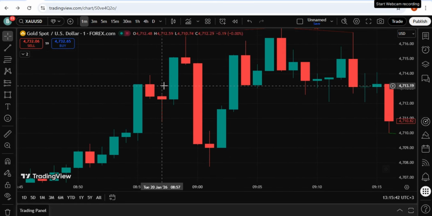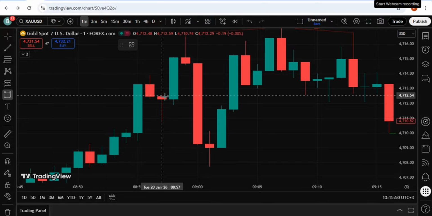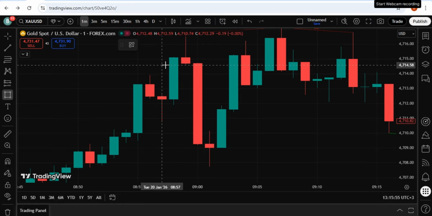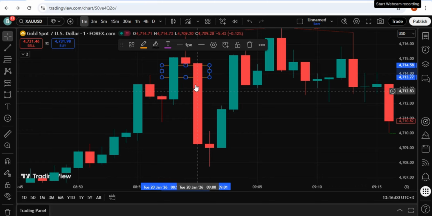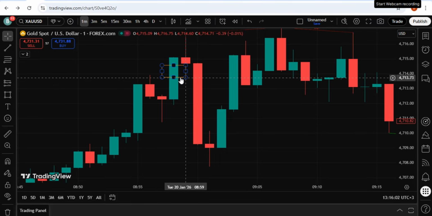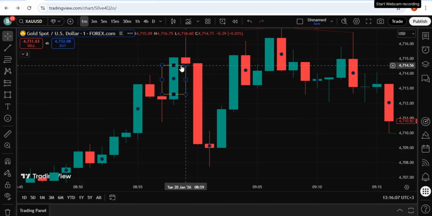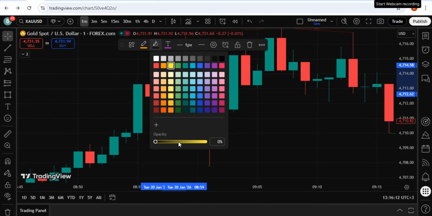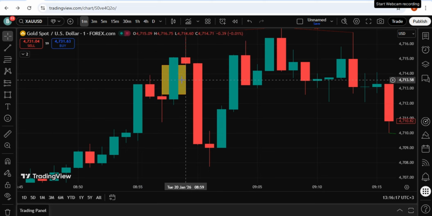So an FVG is the space that is left by the market from the first to the third candle. So this is the first candle, then this is the third candle. So as you can see, in between here there is this gap that is left up to here. This is the FVG that we want. So let me give it some coloring. Yeah, this is the gap that we are talking about.